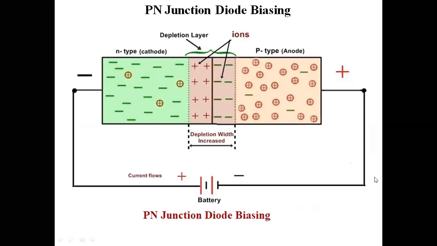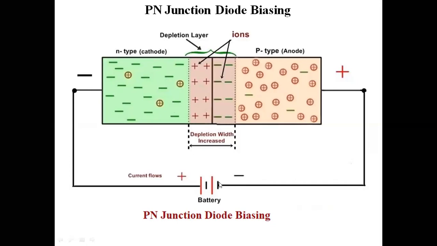Positive is connected to the positive terminal of the battery. If positive is connected to the positive terminal of the battery, and negative is connected to the negative terminal of the battery, then we can call that forward biased. This diagram is given for the reverse bias condition. The N terminal is given to the positive terminal and the P terminal is given to the negative terminal. Then we can call this reverse bias condition.